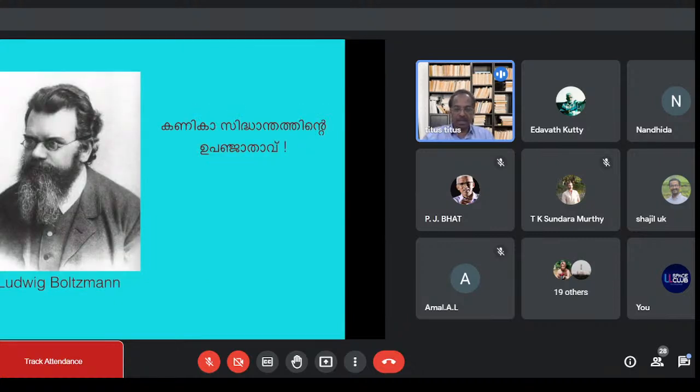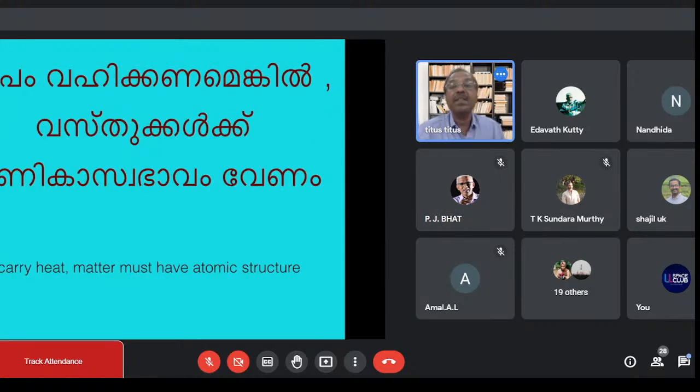Now, I know that there are school students in this audience. If I ask the question, who is the first man who predicted that material bodies are made of atoms? The answer is none other than Ludwig Boltzmann. And the context in which he said this is marvelous. What I have to say is regarding an effort to understand what is heat.